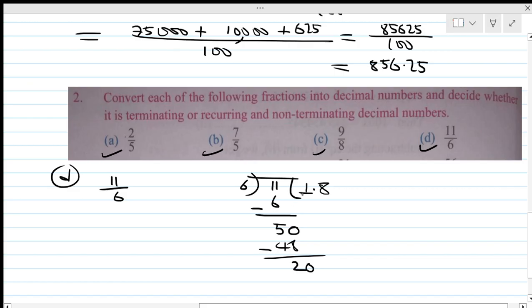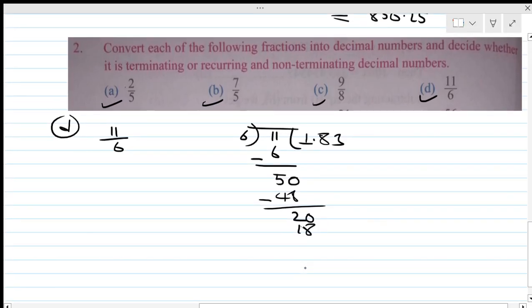And now again you go for dividing. So 6, how many times does it go? 6 3s are 18. And now again it came 2. And now 0. After keeping the decimal, for each division you can keep 0.